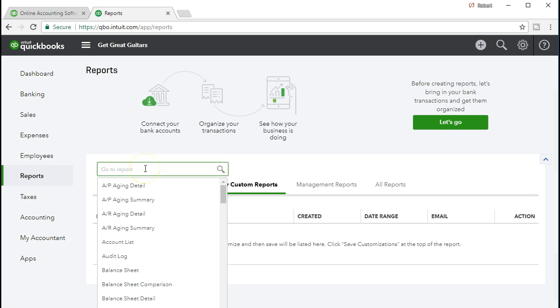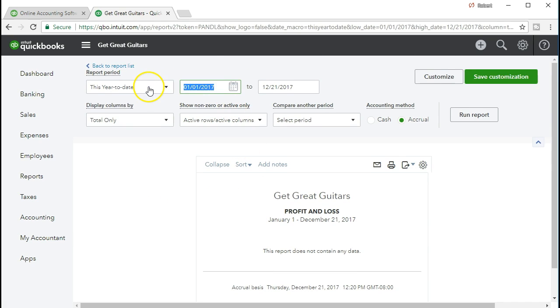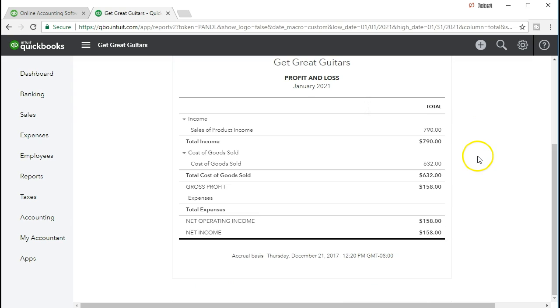So we're going to go back now to the reports one more time, and we'll look at the profit and loss. Going to the dates of 01/01/21 to 01/31/21, and we'll run that report. And then we got the cost of goods sold. That's going to be the other side. This is the expense related to us selling the guitar.